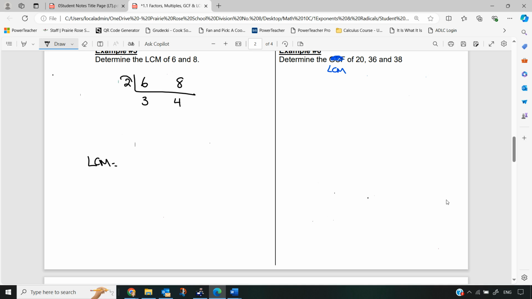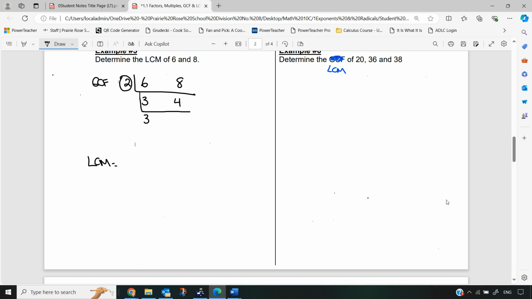So we have our GCF. Our GCF is 2. That's what they have in common. Now we look at the 3 and the 4. 3 is a prime number. It can't be broken down any further. So I'm just going to bring it down. I'm not actually dividing by anything. It's just that 3 divided by 1 is 3.